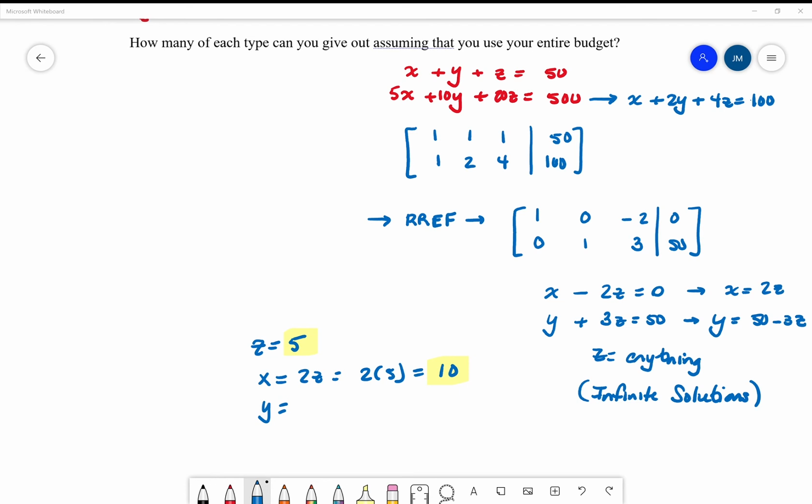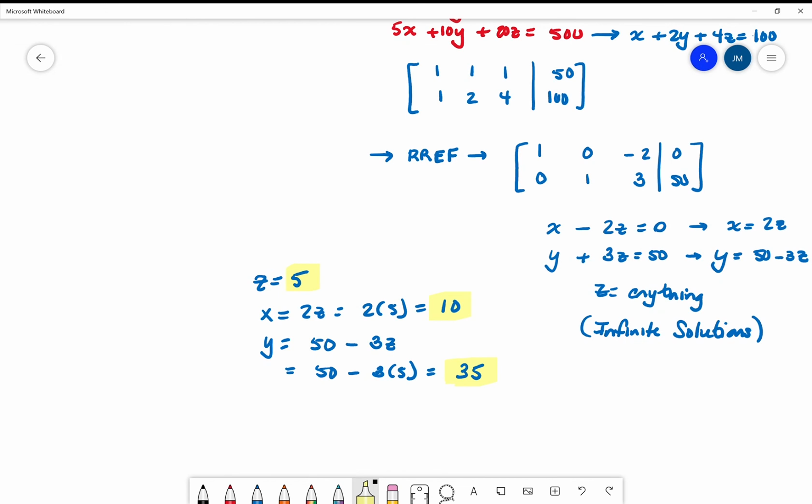So let's just make sure that our formula works out. So you have 50 minus 3z, which is 50 minus 3 times 5, which is 50 minus 15, which is, oh, lo and behold, 35. Look at that. So there is one such solution. There are many others. If I decide to let z equal 10, this means x is equal to 2 times 10, which is 20, and I have y equals 50 minus 3 times 10, which is also 20.